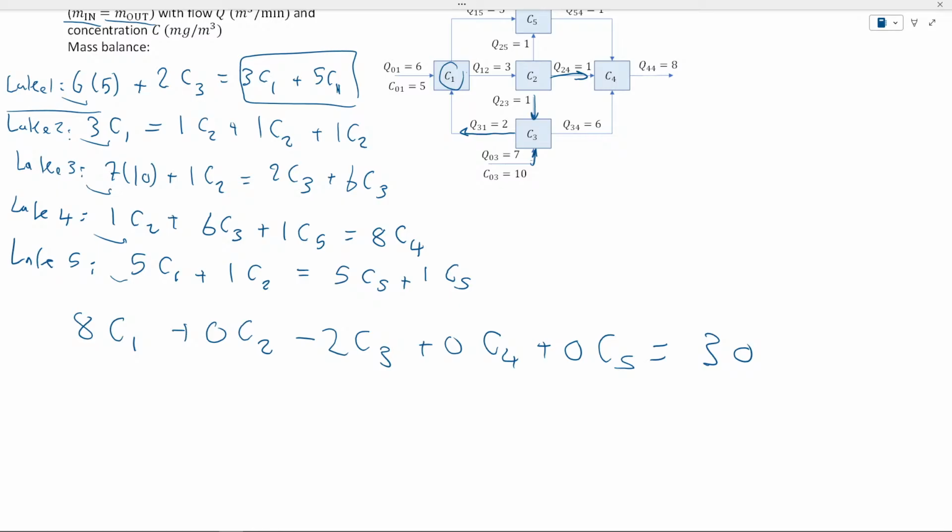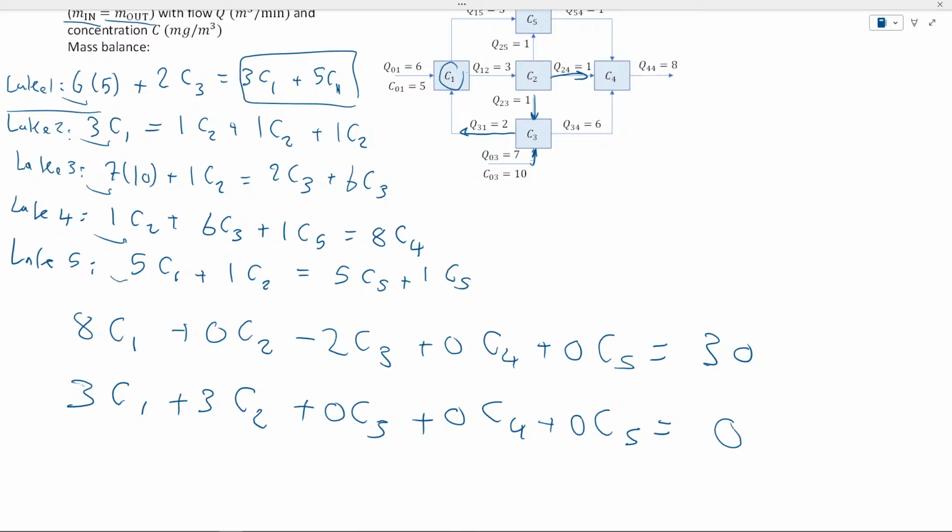Like the second one, I have like 0 of C1 plus, no, not 0 of C1. Like here I have 3 of C1. So I have like 3 of C1 plus 3 of C2 minus 0 of C3 minus 0 of C4. Sorry, plus, I mean, it doesn't matter. Plus 0 of C5, and that is equal to 0, yeah?